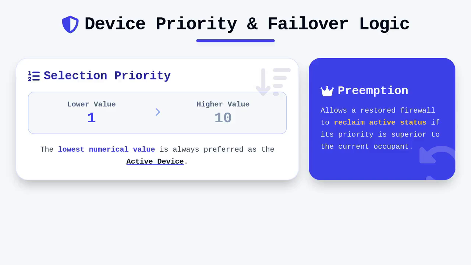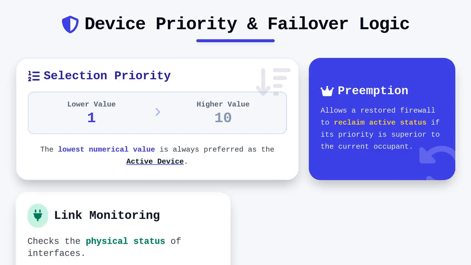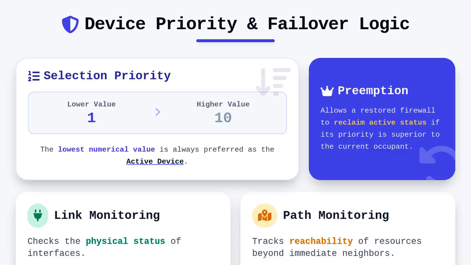Navigating the configuration menu, we must also define link and path monitoring groups, which act as the eyes and ears of the cluster's health. Link monitoring checks the physical status of specific interfaces, while path monitoring extends this by tracking the reachability of critical network resources beyond the firewall's immediate physical neighbors. If a monitored path fails, the firewall triggers a failover, ensuring that traffic is always routed through a path that provides genuine internet or data center access.